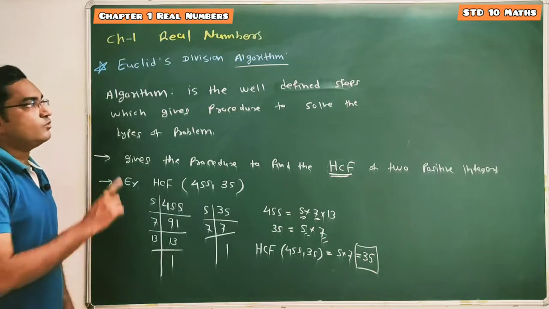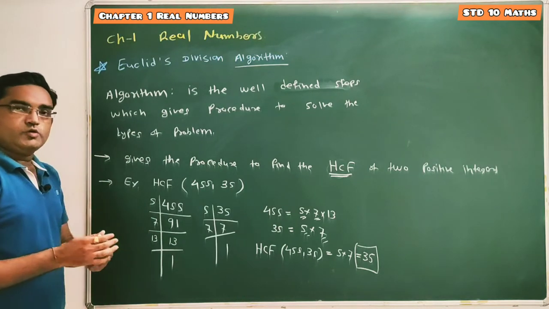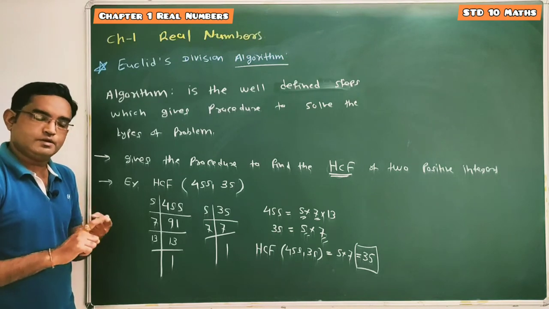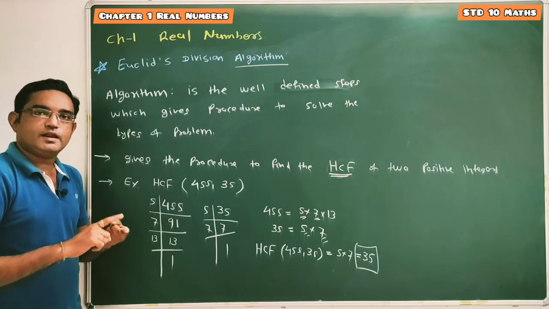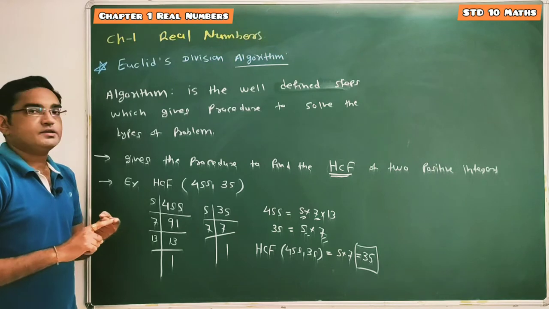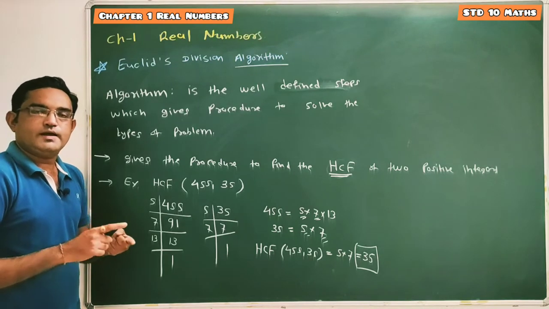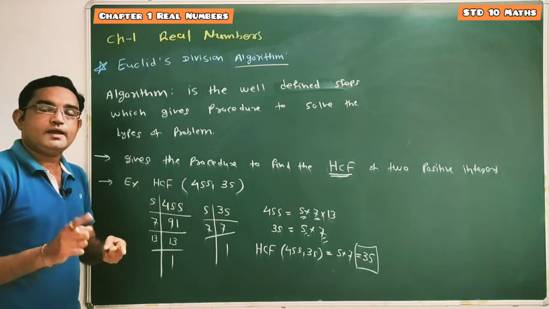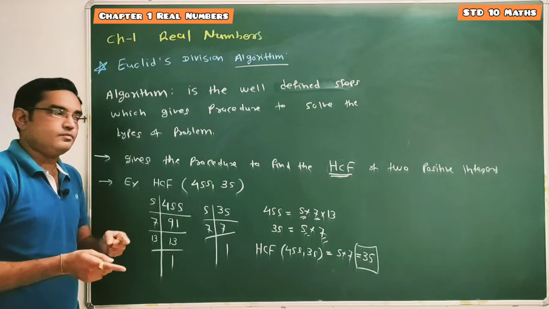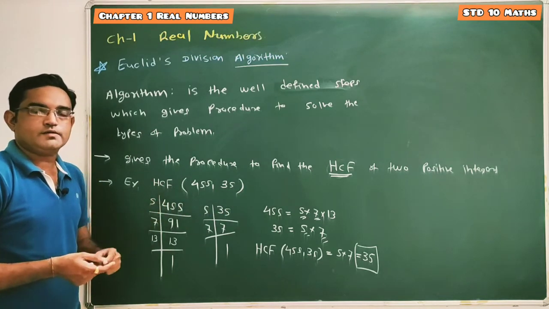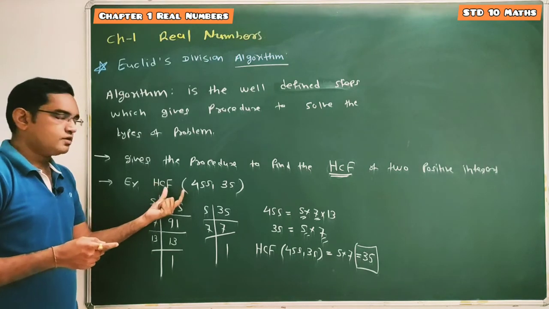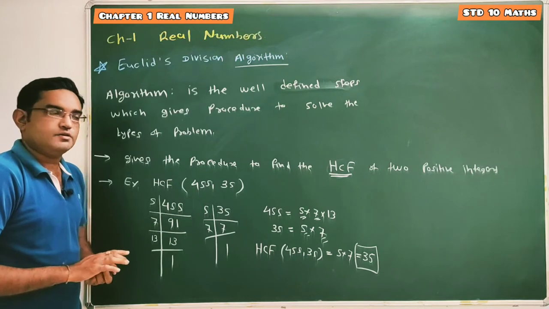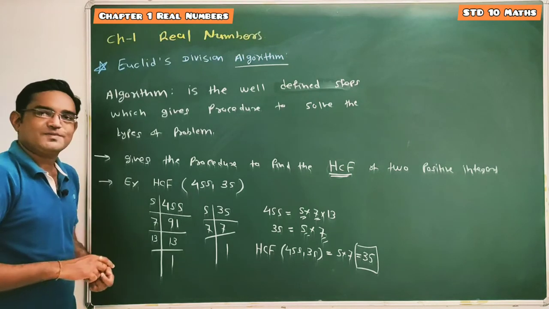Clear students? What is an algorithm? You have to remember what Euclid's division theorem is, what Euclid's division lemma is, and what Euclid's division algorithm is. We will use Euclid's division algorithm to find the HCF of two positive integers. Those are the sums we have to study in our standard 10. Clear students? Now again pause this video and note it down.